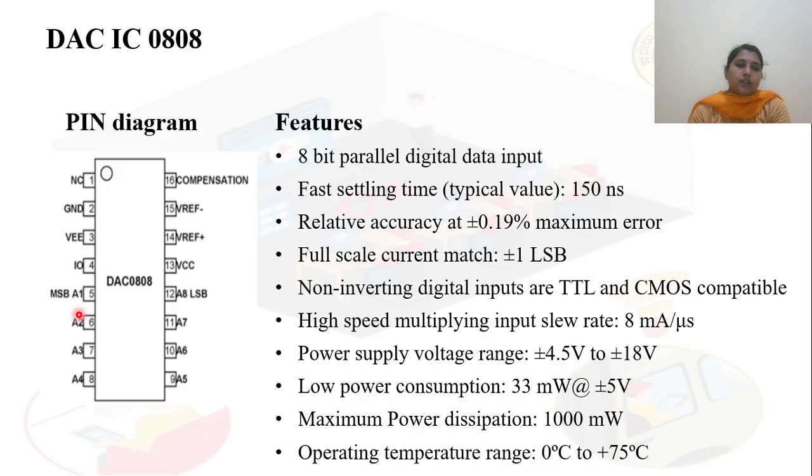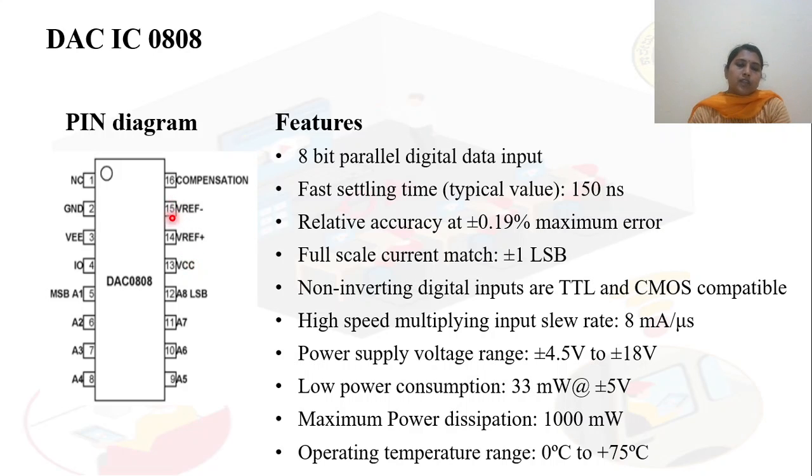Then A1, A2, A3, A4, A5, A6, A7 and A8. These are 8 digital inputs. These digital inputs are parallel digital inputs. Here A1 is the MSB and A8 is the LSB. Pin number 13 is VCC. Through this pin we can provide plus 5 volt power supply for the IC.